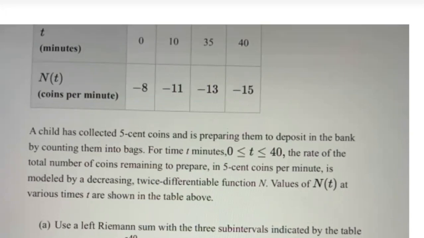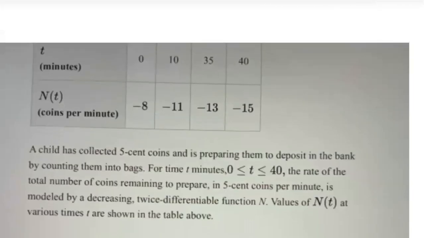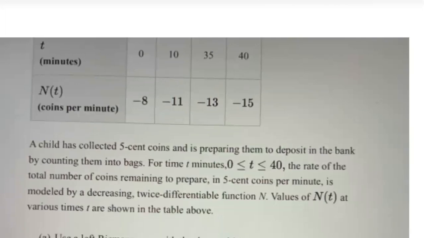Okay, we'll take a look at that. We see t given for 0, 10, 35, and 40. And n of t, in coins per minute, would be -8, -11, -13, and -15. This negative seems odd for coins per minute, but this is just the remaining number of coins. So you can think of his stack as going down, the remaining coins needed to be counted is going down. So his coins per minute is kind of like the rate at which he's getting the work done. And it seems like he's learning as he goes. He's getting faster at getting the work done towards the end. 40 minutes in, he's doing about twice as good as he was at the beginning.